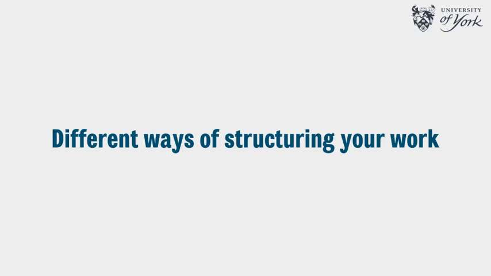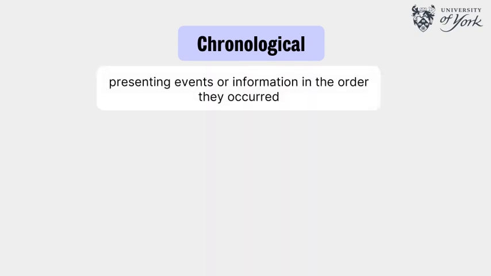A common form of essay structure is the chronological structure. When writing an academic essay in a chronological structure, you'll be presenting events or ideas in the order they occurred or were developed over time. This type of structure is particularly useful when discussing historical events, literary works, or scientific discoveries, among other topics.